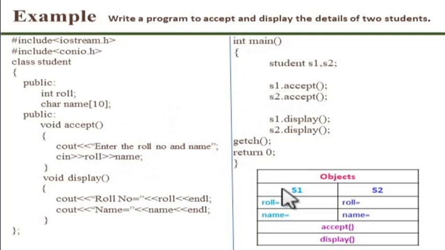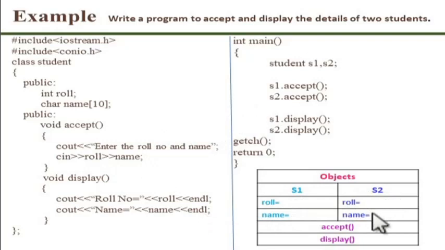You can see in this table of objects, there are two objects s1 and s2. Similarly, s1.accept means you are accepting roll number and name for the s1 object, and s2.accept means the accept function is called for the s2 object, which means the roll number and name whatever is accepted will be stored in the variables of the s2 object. You can see here the s1 object has its roll number and name. Similarly, the s2 object has its roll number and name.